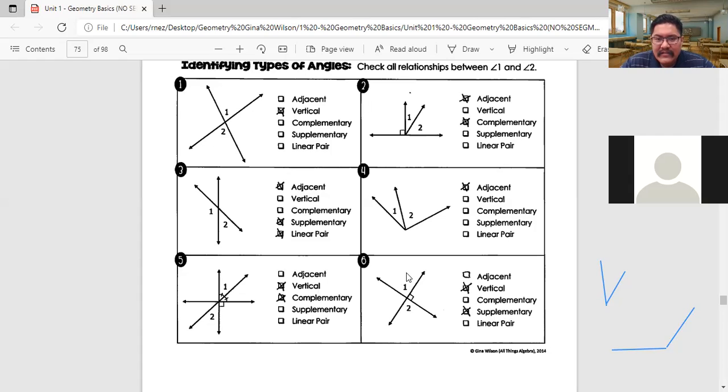Now, if this is 90 degrees up here on angle 1 and angle 2 is also 90 degrees, well, that means they are a supplementary set of angles, meaning that if you put them together, they will make 180 degrees.